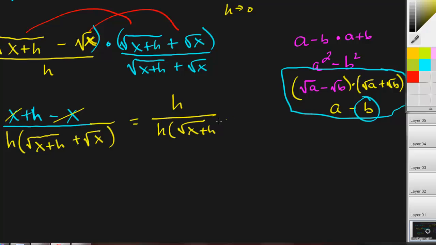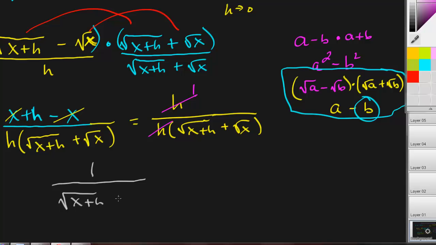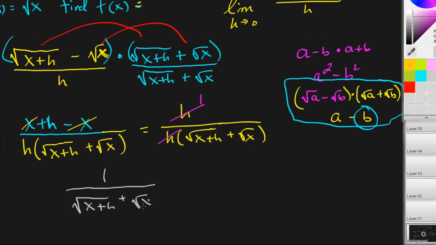Let me go ahead and show that. I'm going to do a bunch of rewriting. Calculus is a whole bunch of rewriting stuff. Then you can see that this h and that h are going to get canceled. What's left on top, of course, is a 1. So on the next to last layer, we have a 1 on the top, and on the bottom, we have the square root of x plus h plus radical x.